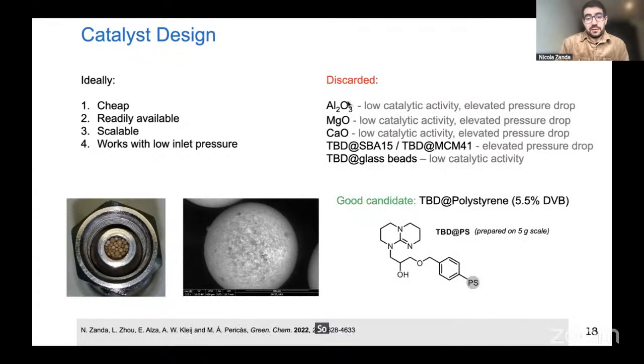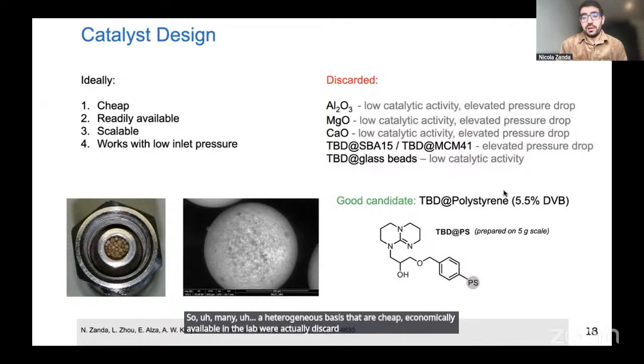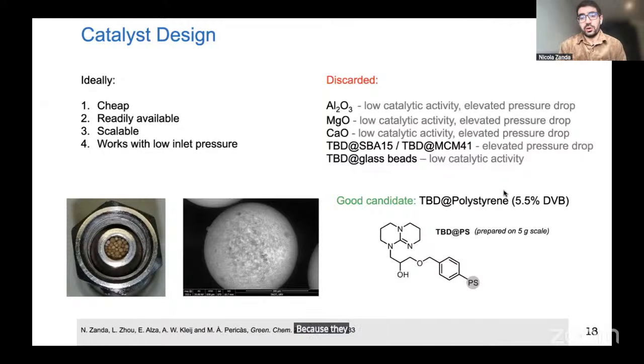So many heterogeneous bases that are cheap and commonly available in the lab were actually discarded because they presented both low catalytic activity and elevated pressure drop in the reactor. So with 10 bars of inlet pressure, we were actually not able to run the reaction.